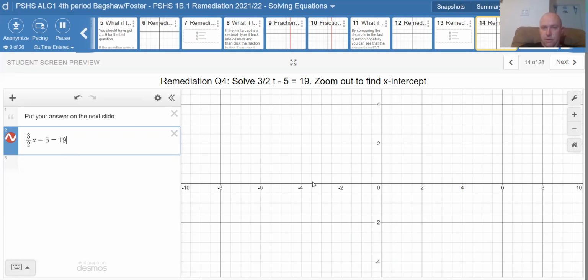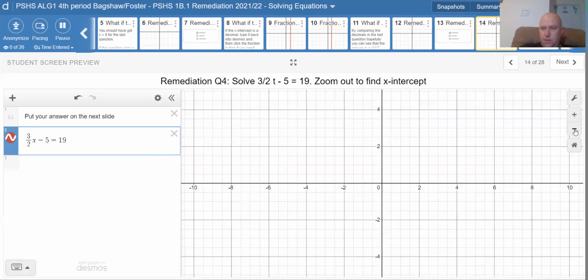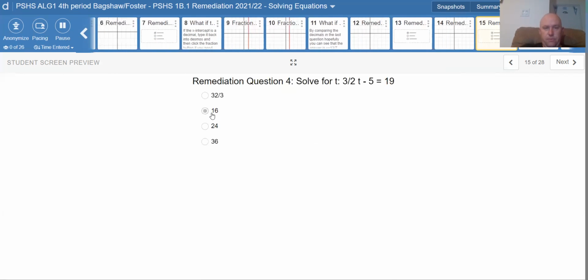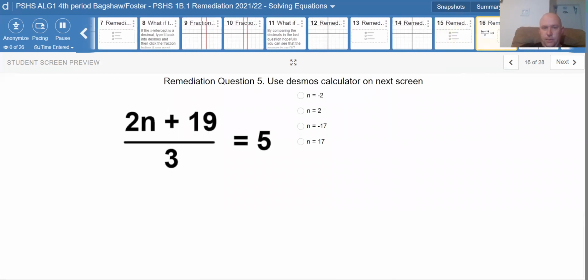Now, when you look at this, you don't actually see the graph at all. So sometimes I do need to zoom on questions like this, and then I can find out the answer was 16. So it just wasn't on my initial window. And go ahead and select that as well.